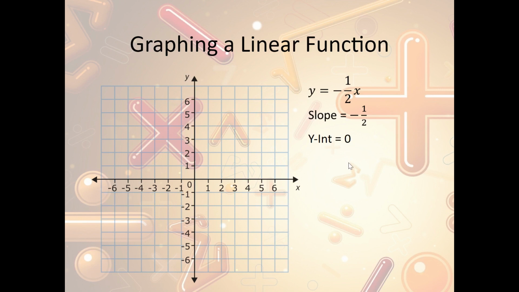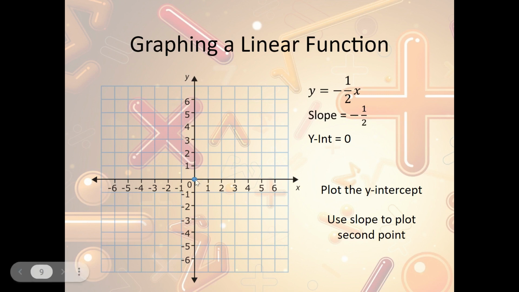So now when I graph this, the first step is I plot the y-intercept. Well, my y-intercept is 0. So I'm going to go along my y-axis and find 0, which is right here. And I plot my point. The next step is I'm going to use the slope to plot my second point. Remember, this is change in y over change in x, or you might have heard it in the past as rise over run. We're going to talk about it as change in y over change in x. So my change in y is negative 1. So I go down 1.